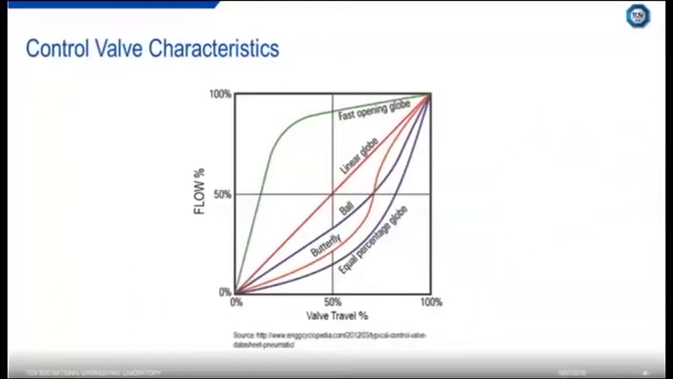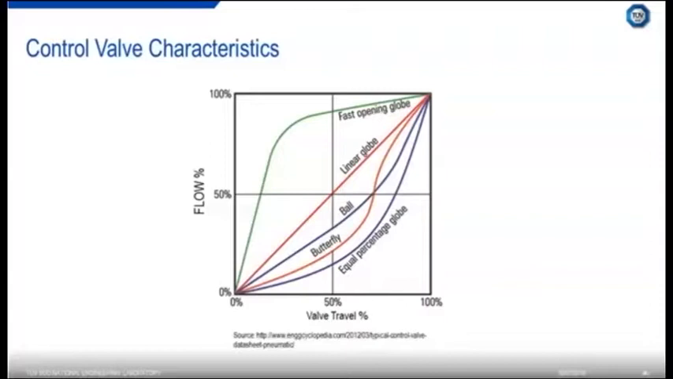Now, depending on what type of valve you choose, they can have very different opening characteristics. This is quite an interesting diagram. On the bottom x-axis, you've got valve travel as a percentage, and on the y-axis, you've got flow capacity as a percentage. If you've got a valve with a linear characteristic, that basically means for a certain amount of valve travel, you get an equal increase in flow capacity. So 50% of the travel gives you 50% of the capacity.